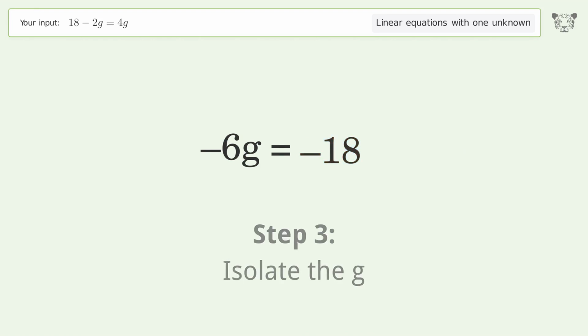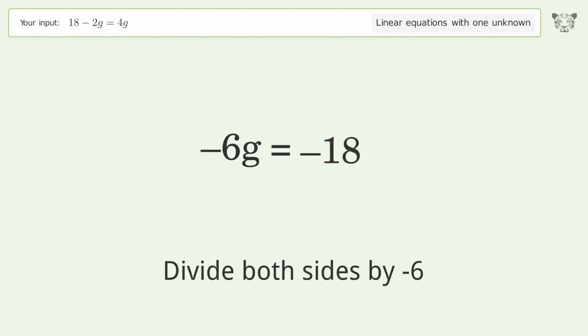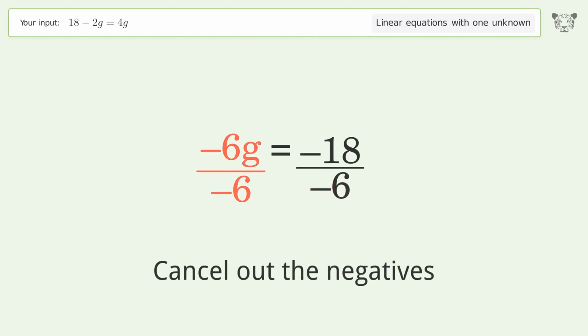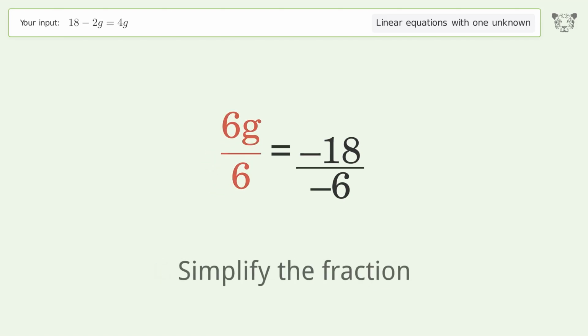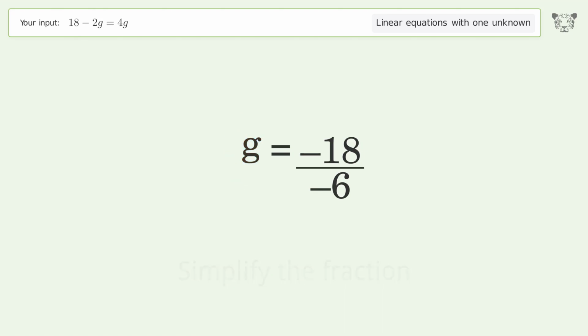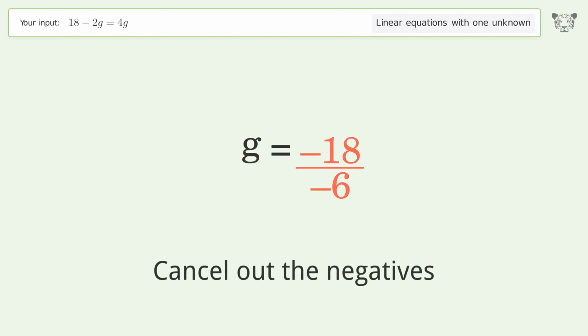Isolate the g. Divide both sides by -6. Cancel out the negatives. Simplify the fraction. Cancel out the negatives.